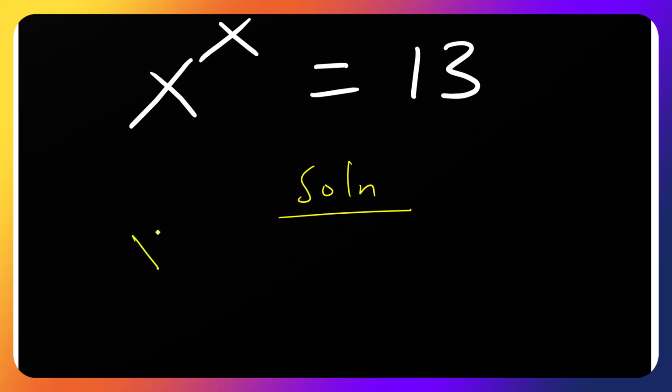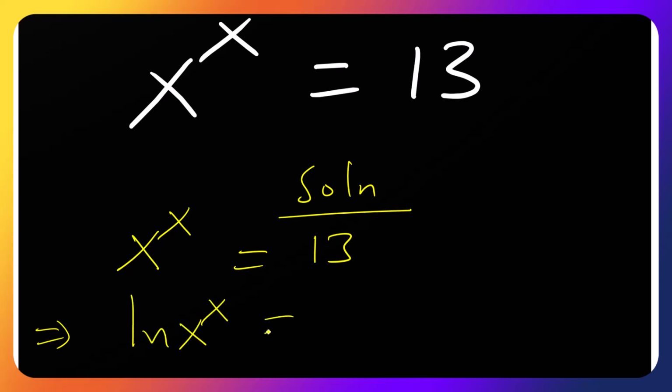So we have x raised to x equals 30. Now let's take log on both sides. The idea is to bring this one down. So we have ln of x raised to x equals ln of 30. My next step will be x raised to x equals 13.